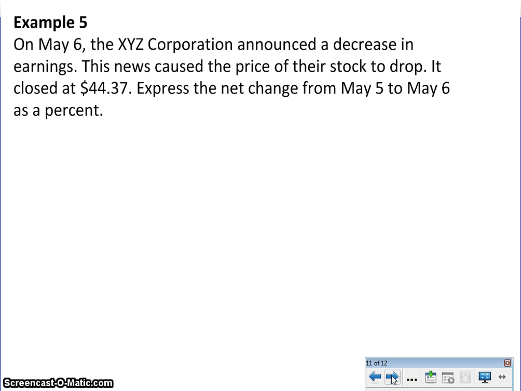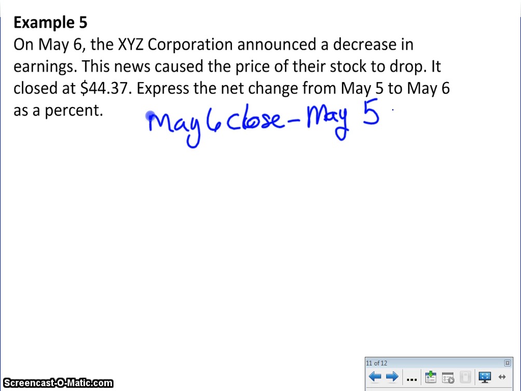All right, example 5. It says on May 6th, XYZ Corporation announced a decrease in earnings. This news caused the stock price to drop. It closed at $44.37. Express the net change from May 5th to May 6th as a percent. So we're looking at the May 6th close minus the May 5th close, all divided by the May 5th close. So it's always the change divided by the original, and the May 5th would have been the original.